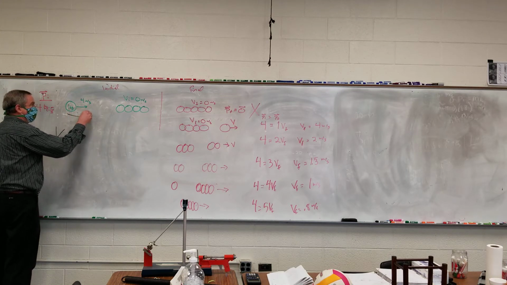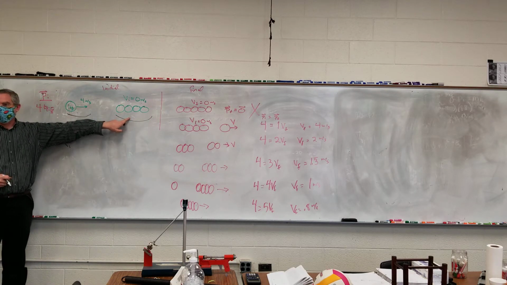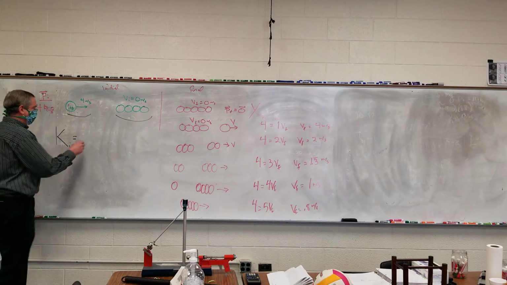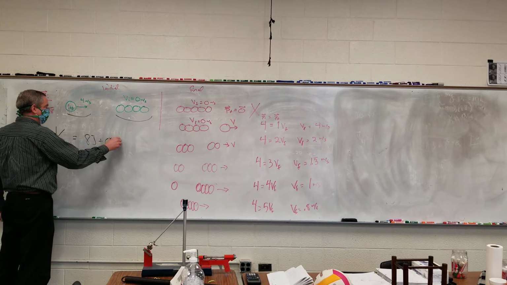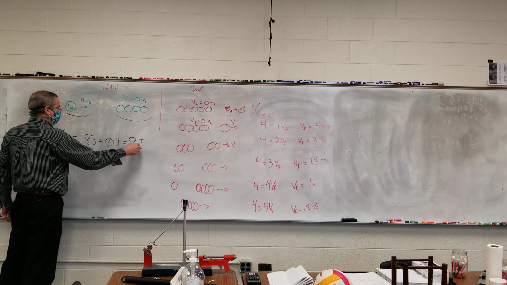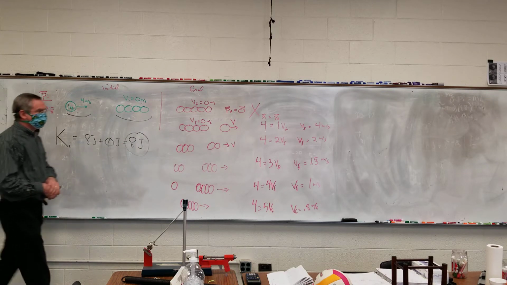Technically, we would find the kinetic energy of this plus the kinetic energy of those. What's the kinetic energy of these? 0. So 8 joules plus 0 joules, 8 joules. So we have a total initial kinetic energy of 8 joules.